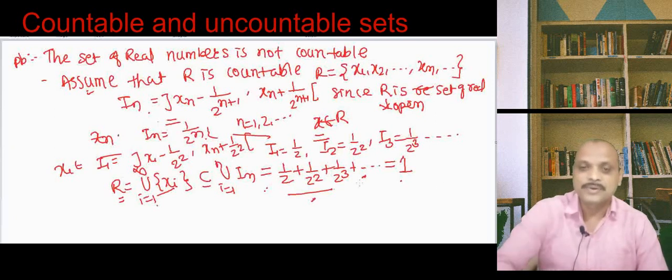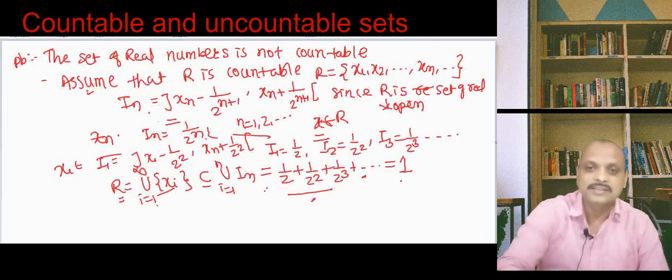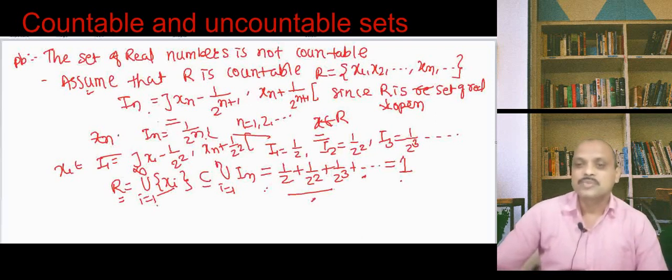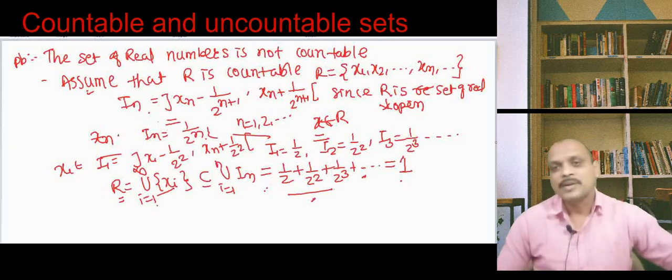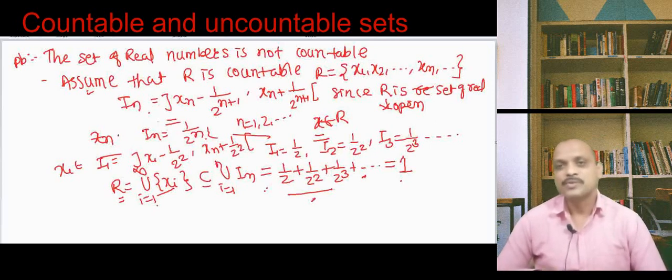Okay, friends, I hope you get the theorems regarding countable and uncountable sets. We have proved that the Cartesian product of countable sets is countable, a countable union is countable, and the set of rational numbers is also countable, but the set of real numbers is not countable.